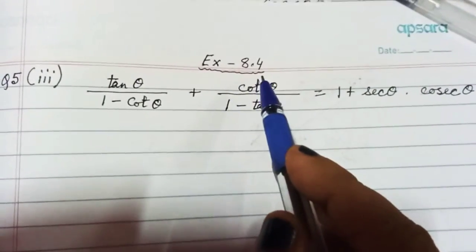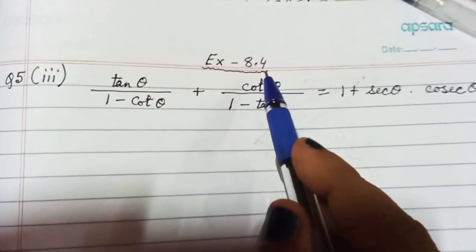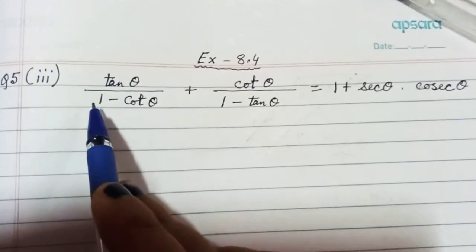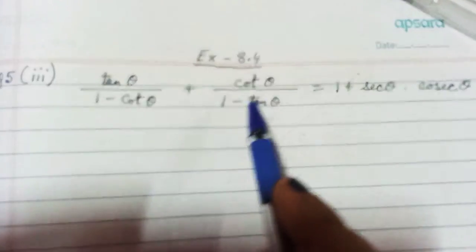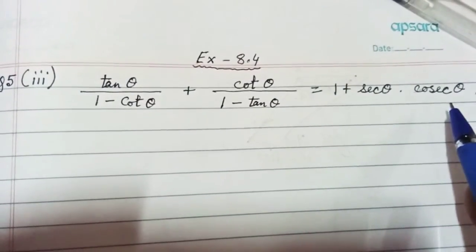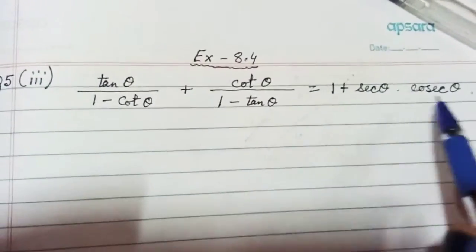Exercise 8.4 of Introduction to Trigonometry chapter, class 10 CBSE, question number 5, third part. This question is very important. Here tan theta upon 1 minus cot theta plus cot theta upon 1 minus tan theta equals 1 plus sec theta into cosec theta. So that we have to prove.